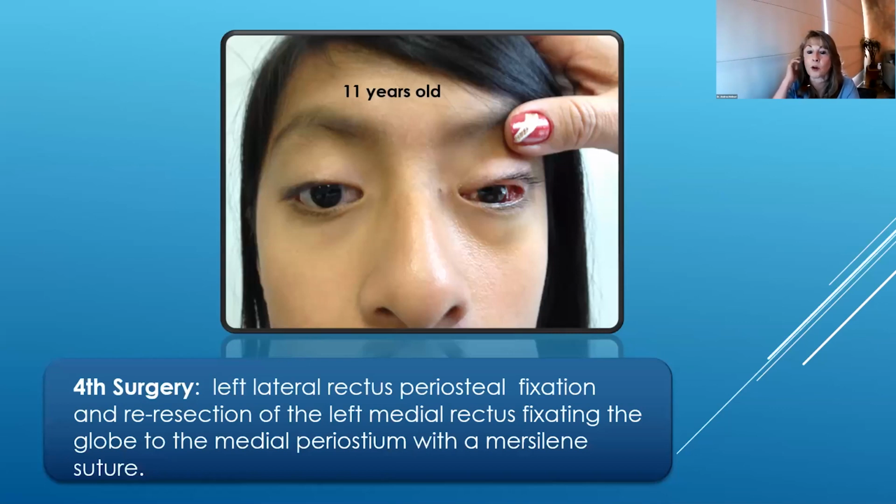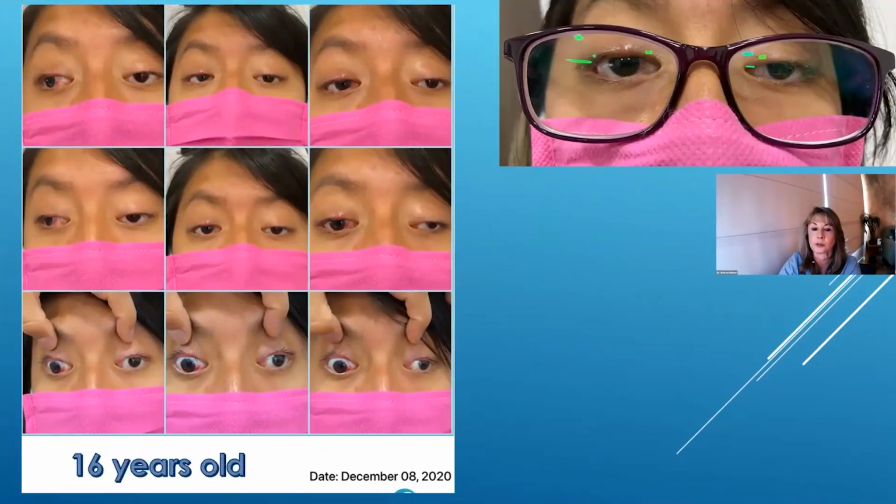And we also performed a re-resection of the left medial rectus, fixating the globe to the medial periosteum with a Mersilene suture. And this is how the patient looked 5 years after the last surgery. The eyes were pretty much aligned in primary position, but she didn't get much movement in other positions of gaze. Surprisingly, even after fixing the lateral rectus to the periosteum, she could abduct the eye a little bit. Another thing to notice here is that we didn't need to do a ptosis surgery in this case.